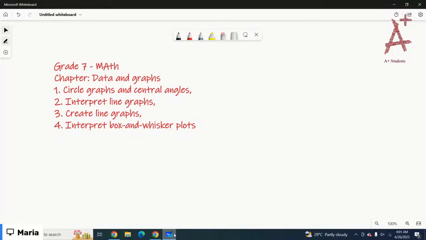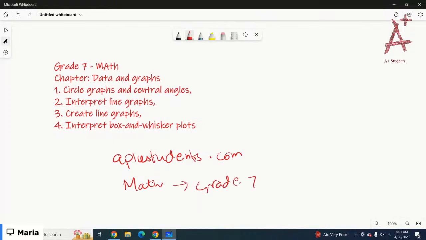So you can find all the lessons on aplusstudents.com. You have to log in there using your email address and password as provided by the administrator. Then you have to select math from the subject tab. Scroll down to grade 7 maths and then click on view all lessons.